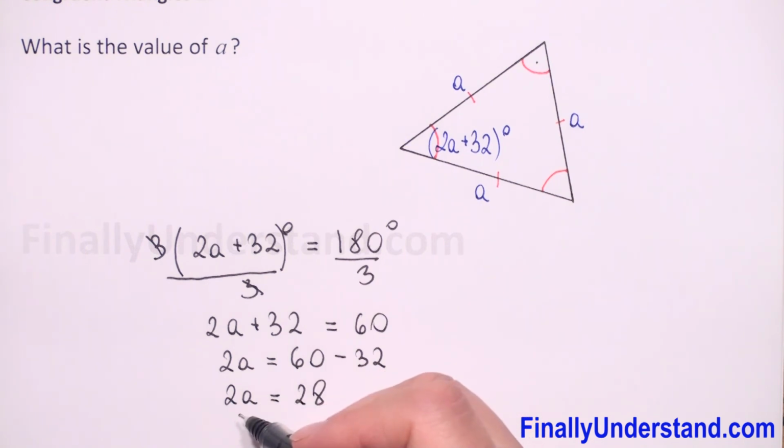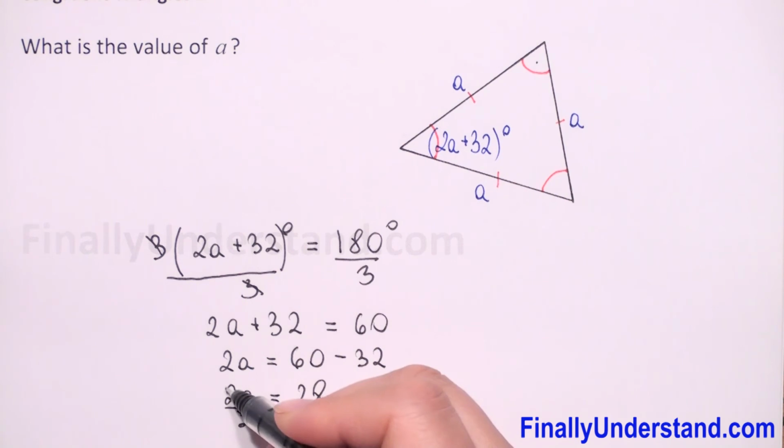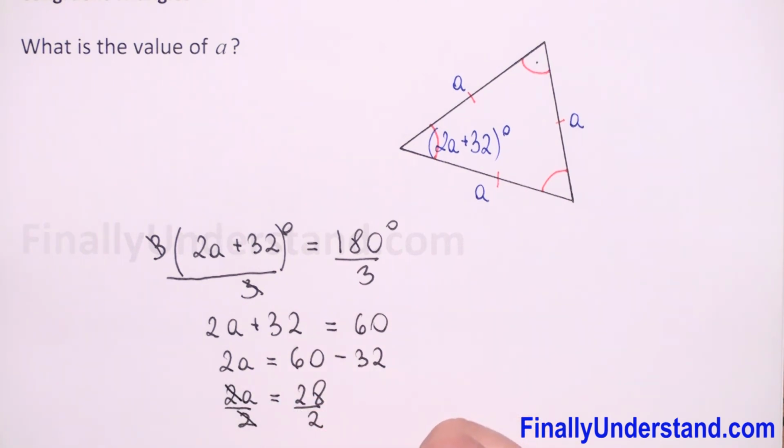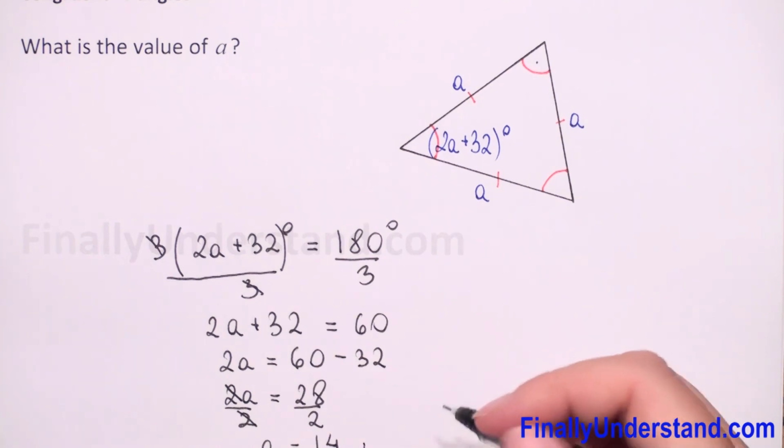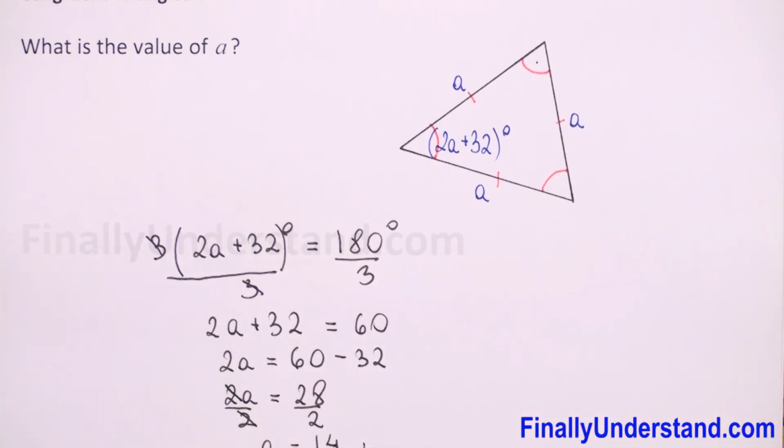28. Now we will divide both sides by 2. 2 and 2 we can reduce, and we have that a is equal 28 divided by 2 is 14. We found value of a. So this is my solution.